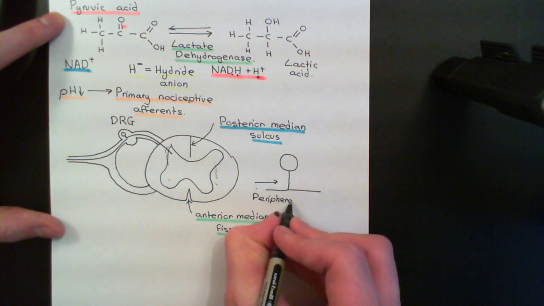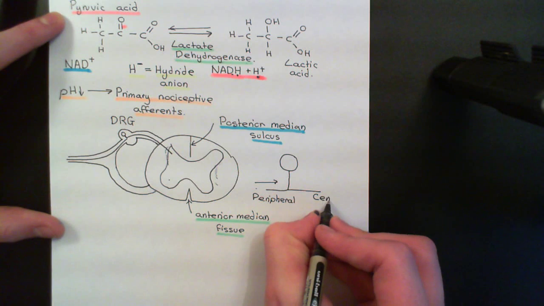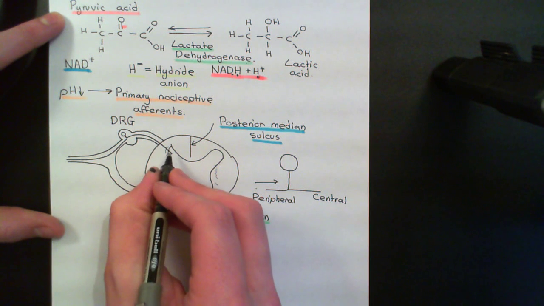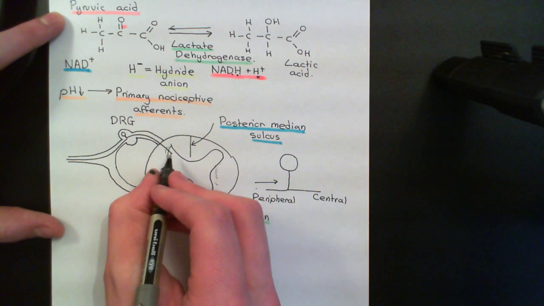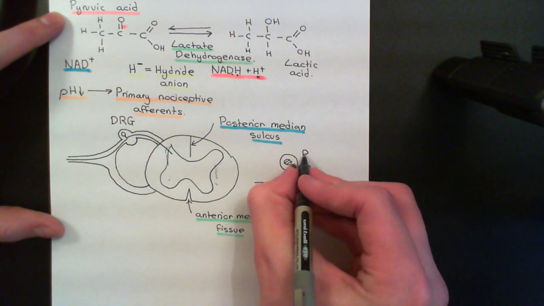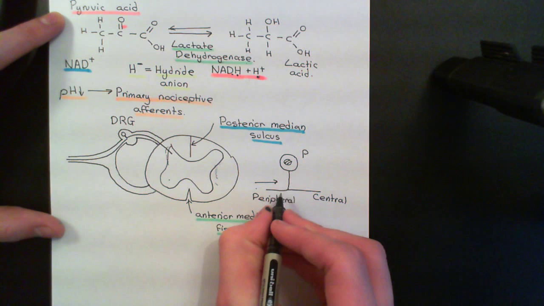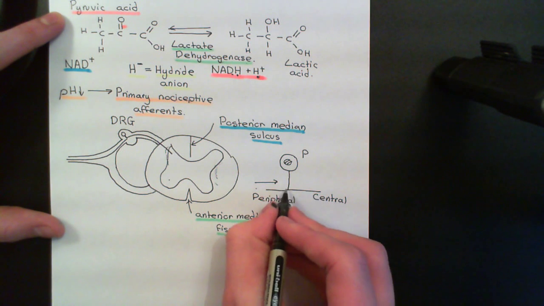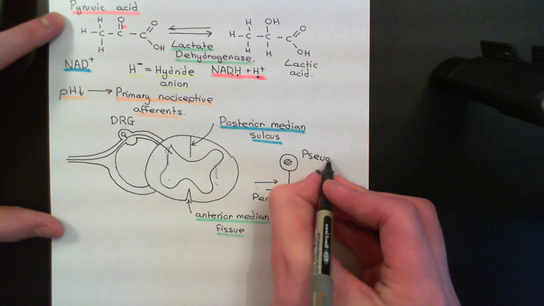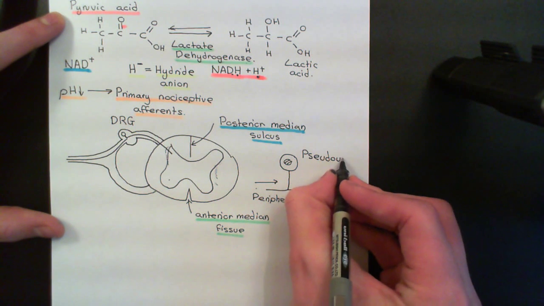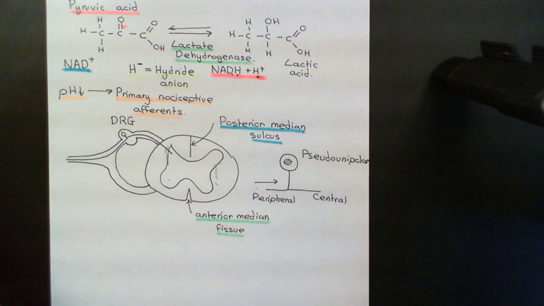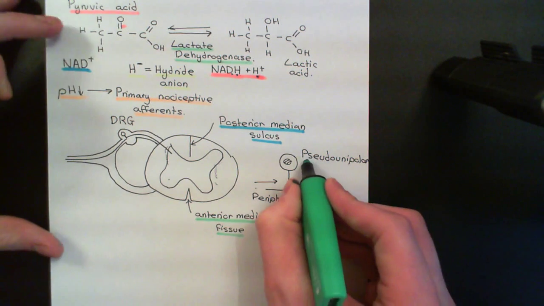Okay. And then we've also got the central process, which is now going to deliver the action potential into the central nervous system, and is going to have a synapse with a next neuron along. And here, of course, is the cell body. So this sort of a neuron where you've just got a single process coming off, but really you've got two processes, because this single process splits into two processes with very different functions, is known as pseudo-unipolar. So these primary nociceptive afferents are described as pseudo-unipolar neurons.